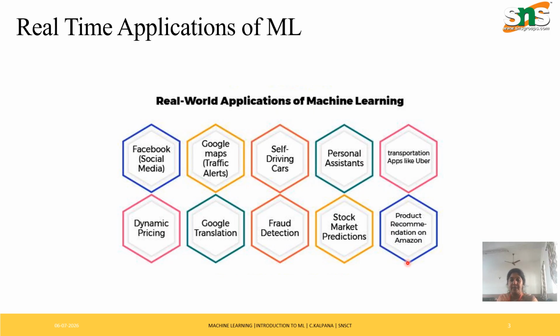It adapts machine learning algorithms. Google Maps, we have discussed, and self-driving cars, and for fraud detection, bank fraud detection, for everything we use machine learning models in order to predict things.